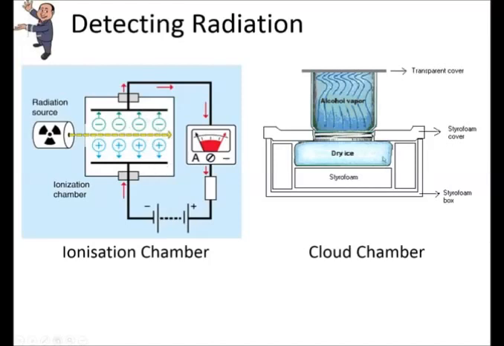There's also a cloud chamber, which is sometimes mentioned. You don't need to know it for the spec, but this is when you've got an alcohol vapour that condenses as the particles travel through. So you see the tracks, and there are loads of pictures you can see online looking at what these types of radiation look like and the paths that they leave.